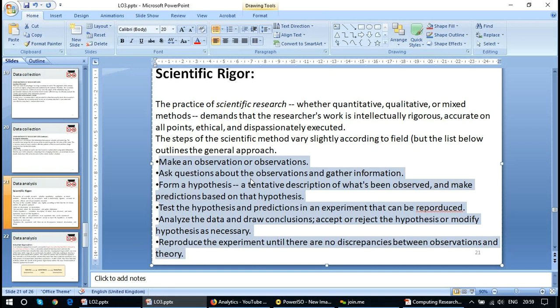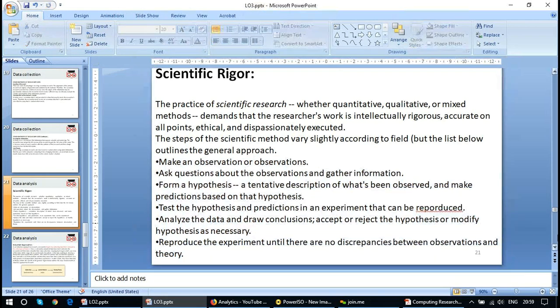The definition of scientific rigor, and how you can do it: observe, ask questions, form a hypothesis, test it, analyze it, and reproduce until you get everything without any problem. That's called scientific rigor. Probably you need to apply scientific rigor when you are doing your research.